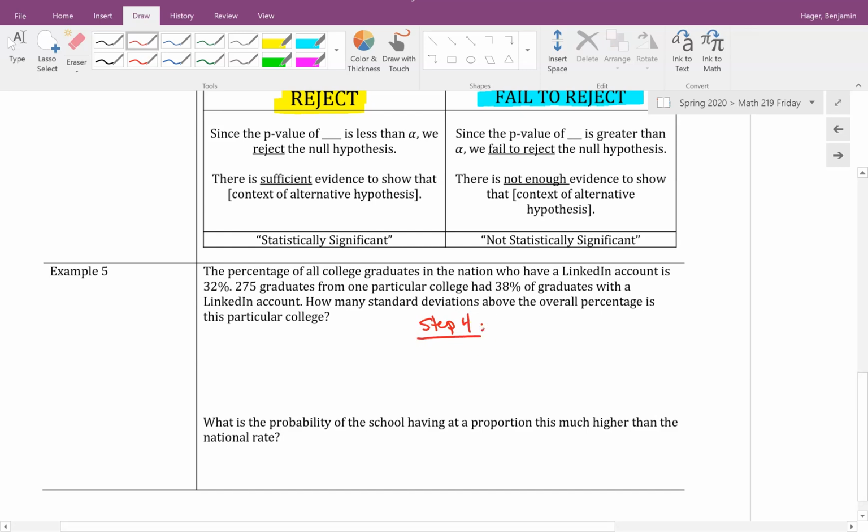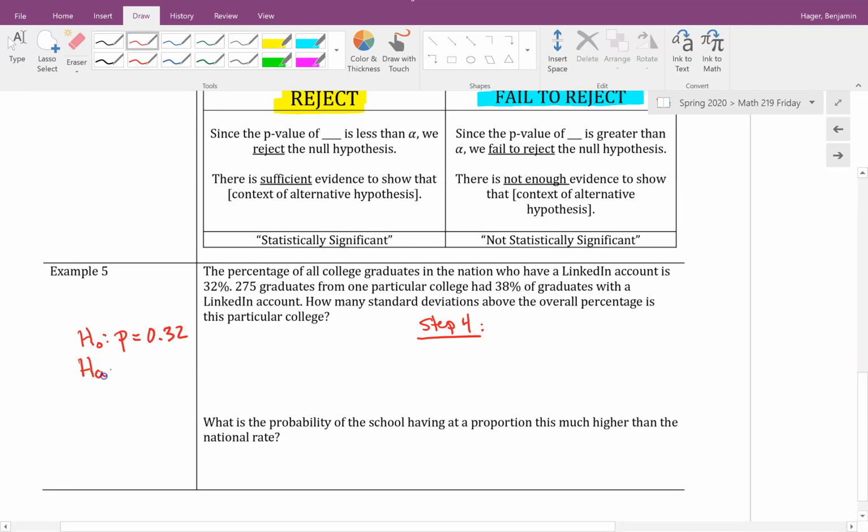I think it's sort of easier just to do the whole problem, but let's see. First of all, let's think about the null and alternative. The null hypothesis: what's the baseline claim? What is the thing that we're going to assume is true unless the data suggests otherwise? The assumed claim should be that the percentage of all college graduates in the nation that have a LinkedIn account is 32%. So the proportion of college grads with LinkedIn is 32%. That's the claim. And maybe that's right. Maybe not. We're going to see that based on what our sample says.